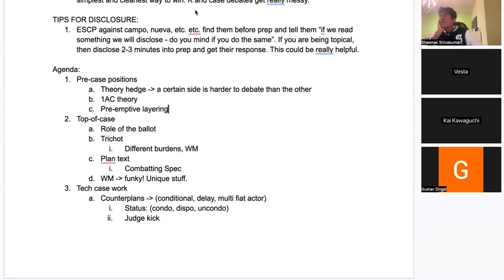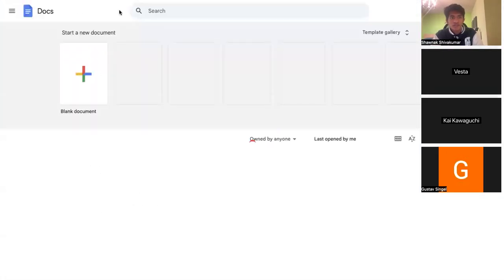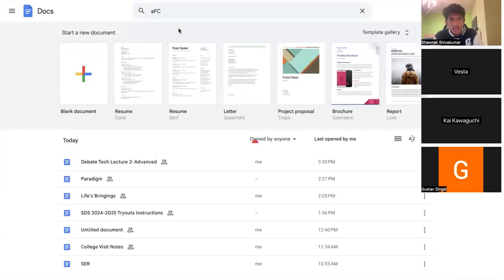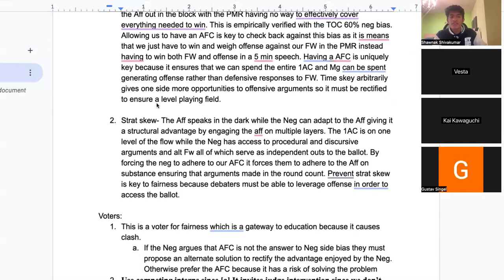AFC. Yeah, AFC is run as, okay, I should write this. AFC equals affirmative framework choice, and it's run in the 1AC as usually a preemptive theory shell, or it's run as just warrants to prefer. So the argument is, for example, if you read, okay, the framework should be deontology. I mean, I should have an AFC shell. Yeah, this is a Celtics thing. But as you can see, it's mostly just fairness. It's mostly just time skew and strat skew.